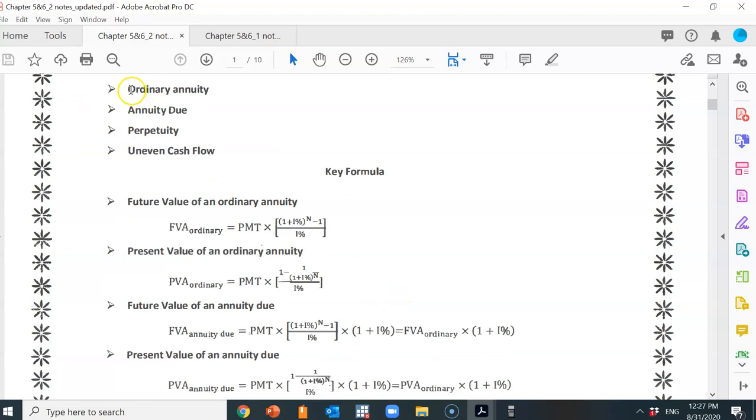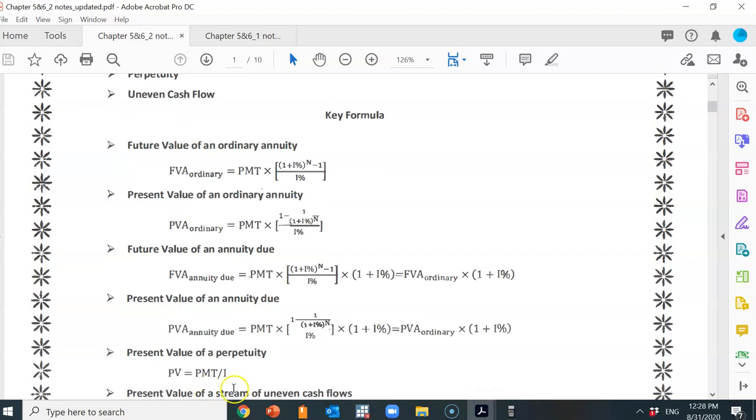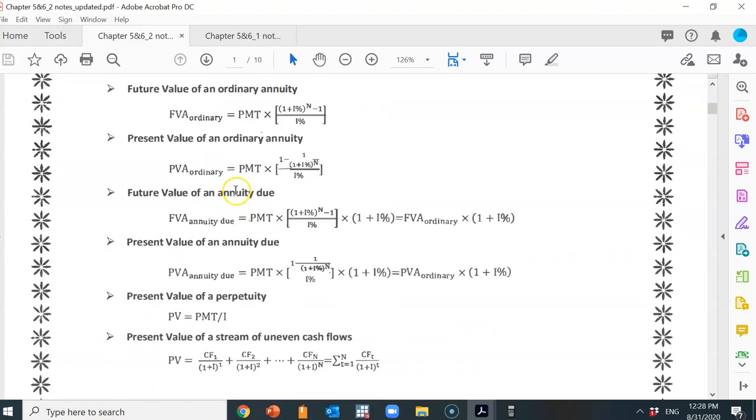So again, we're going to calculate future value and present value of an ordinary annuity, which occurs at the end of each period, and an annuity due, which occurs at the beginning of each period. We're also going to introduce a very special annuity called perpetuity, and we're going to calculate the present value of perpetuity using a formula. For uneven cash flow, we're also going to learn how to calculate its present value by discounting all the cash flows to present.